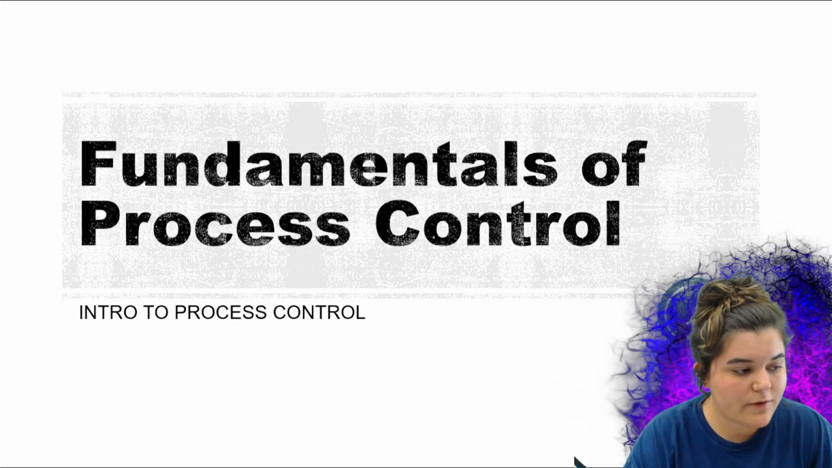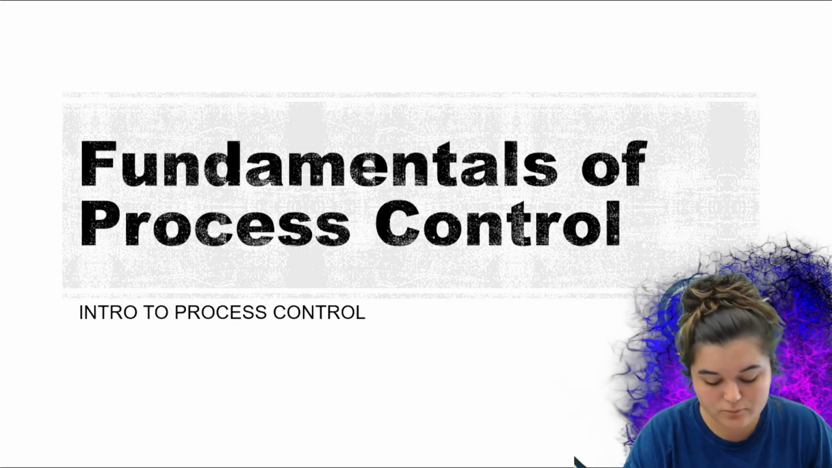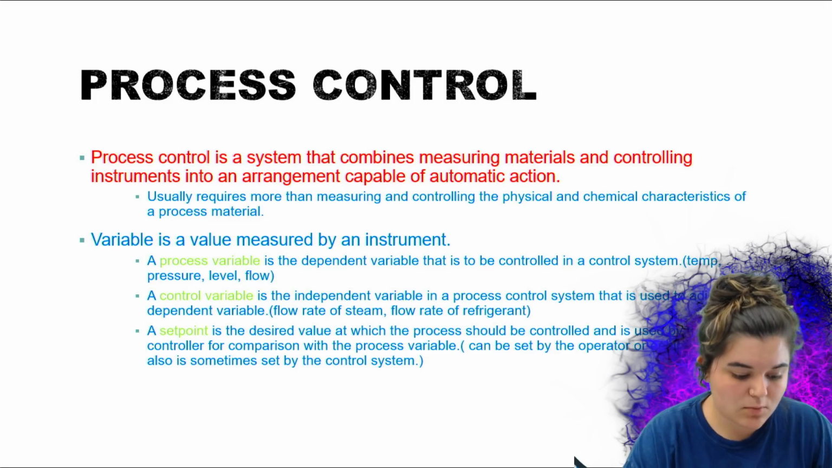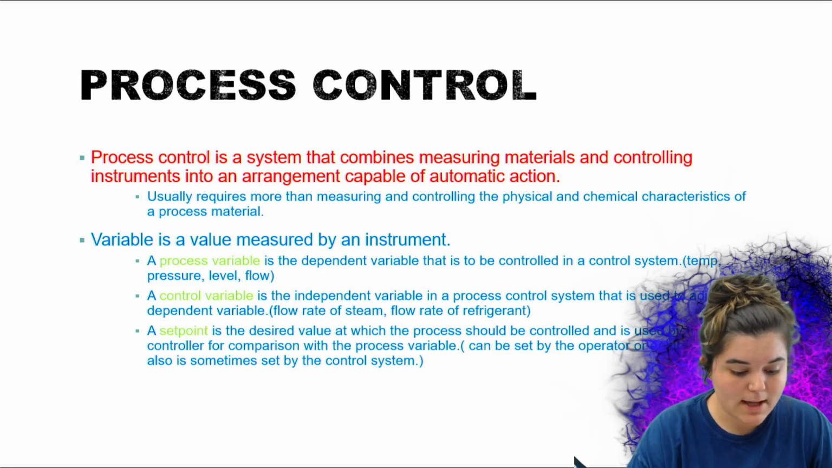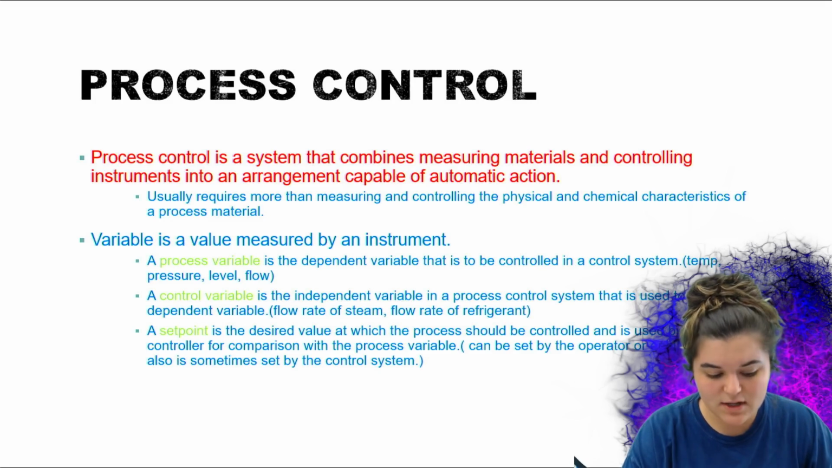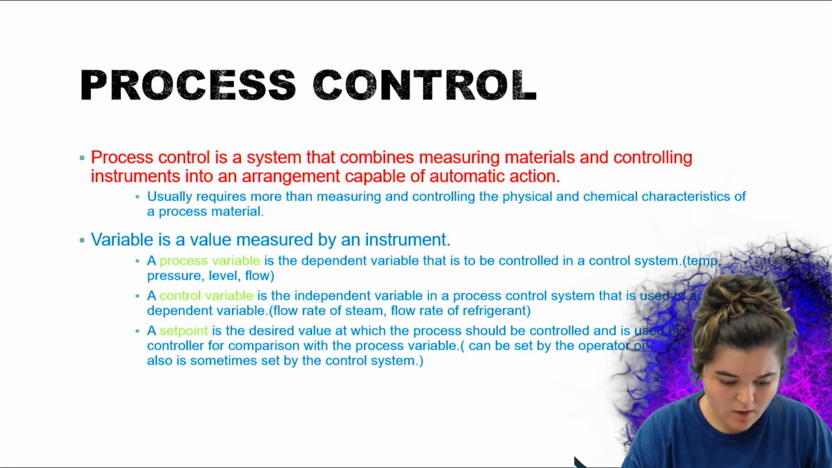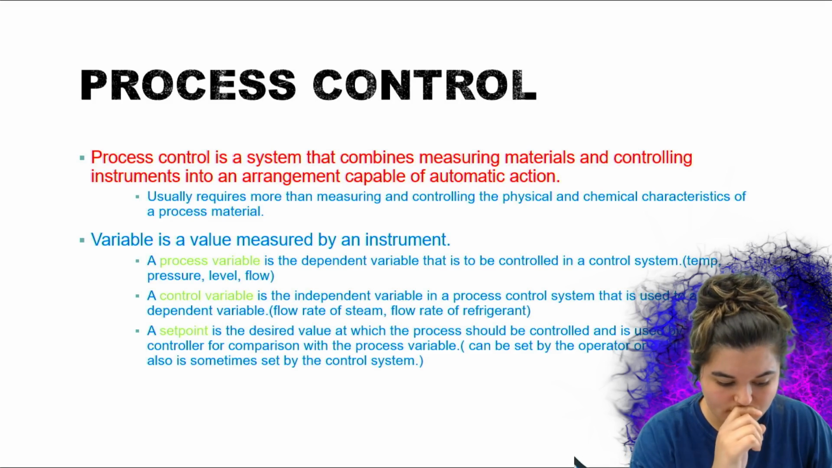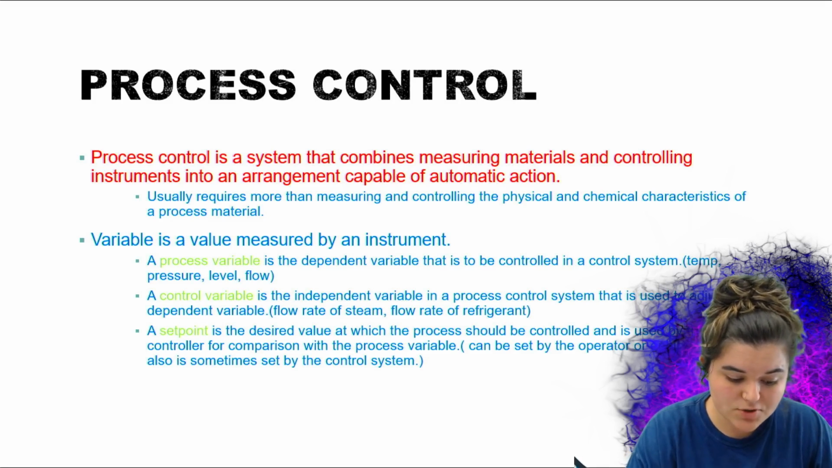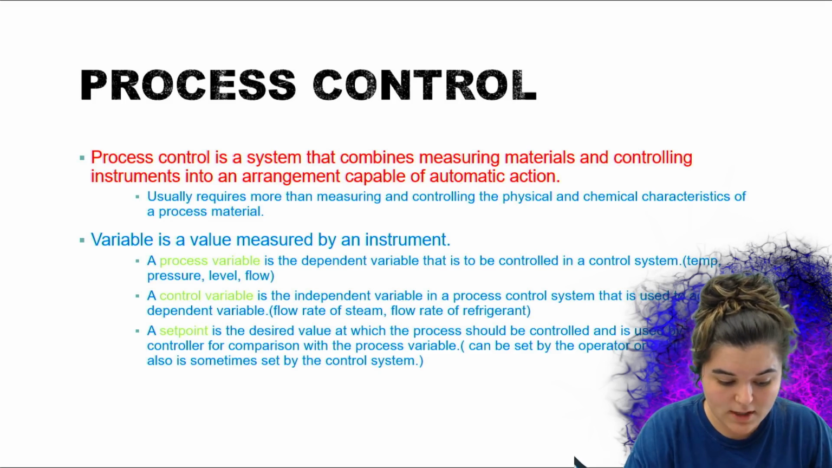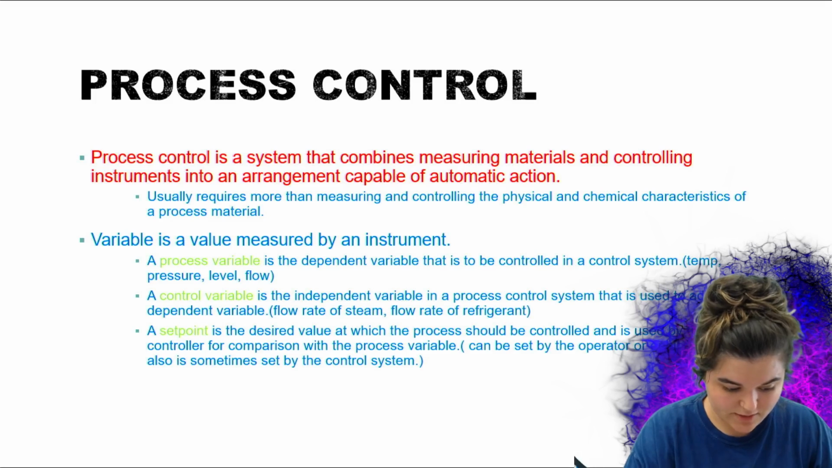Alright, we're going to talk about the fundamentals of process control. So process control is a system that combines measuring materials and controlling instruments into an arrangement capable of automatic action. Usually requires more than measuring and controlling the physical and chemical characteristics of a process material.